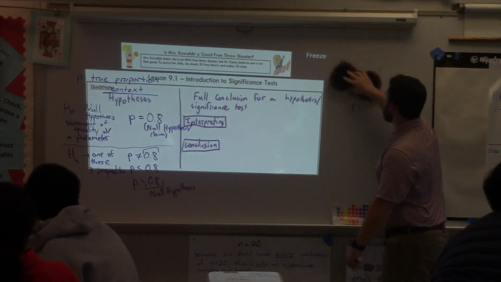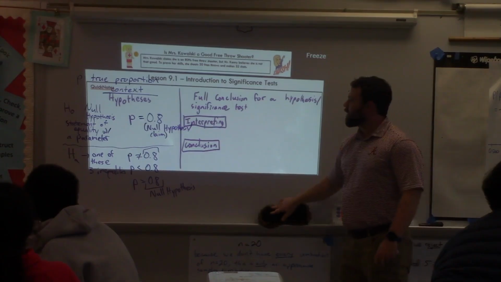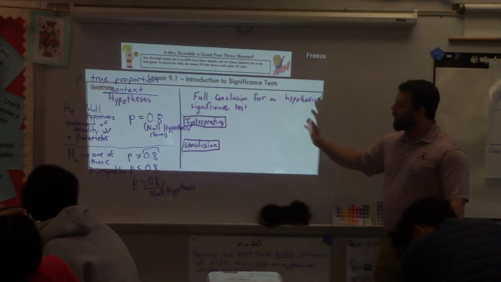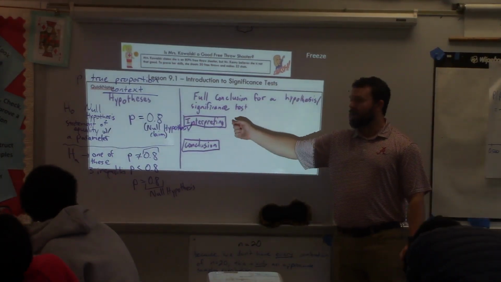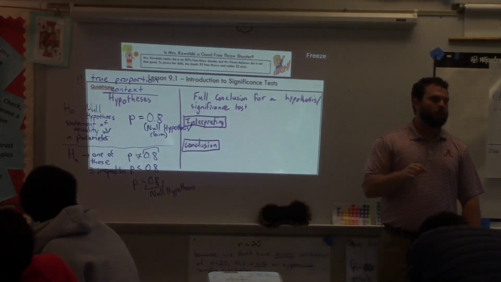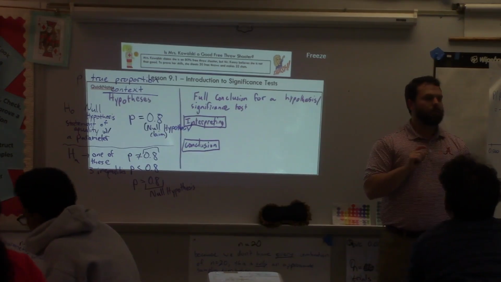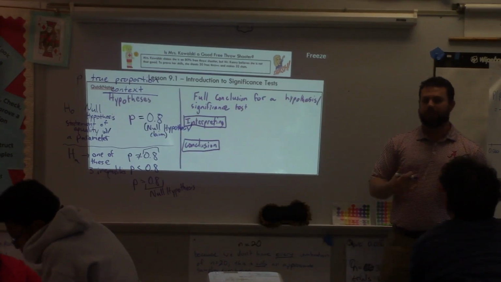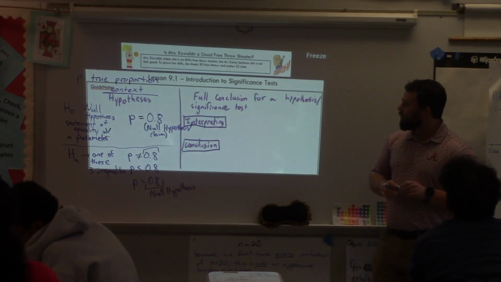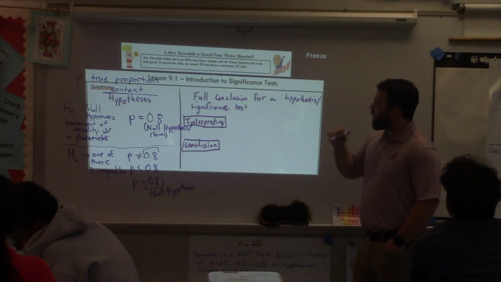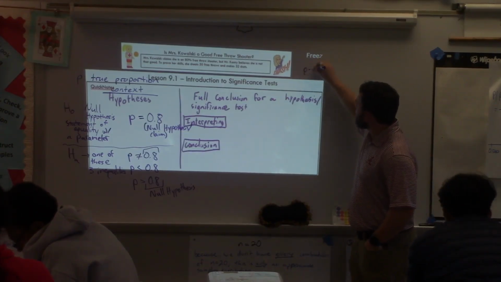Now, this used to not be a part of the AP exam. The conclusion used to be all that we had to worry about. We now need to add in interpreting, and I think interpreting actually improves your understanding of what's happening and makes things easier. So, how do we interpret that p-value?